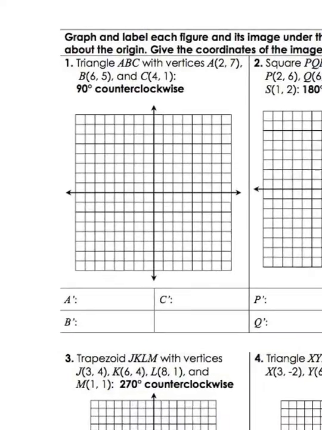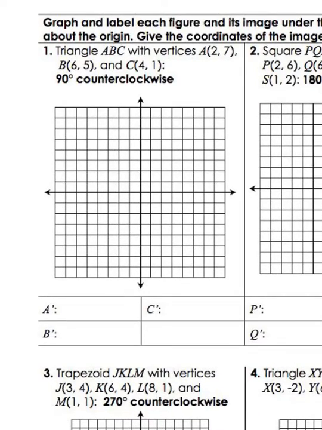So the first one, we have a triangle with vertices (2, 7), (6, 5), and (4, 1). I'm going to do this whole thing in red. So (2, 7), (6, 5), and (4, 1). So there's our triangle, colored in red. And we're going to do 90 degrees counterclockwise.